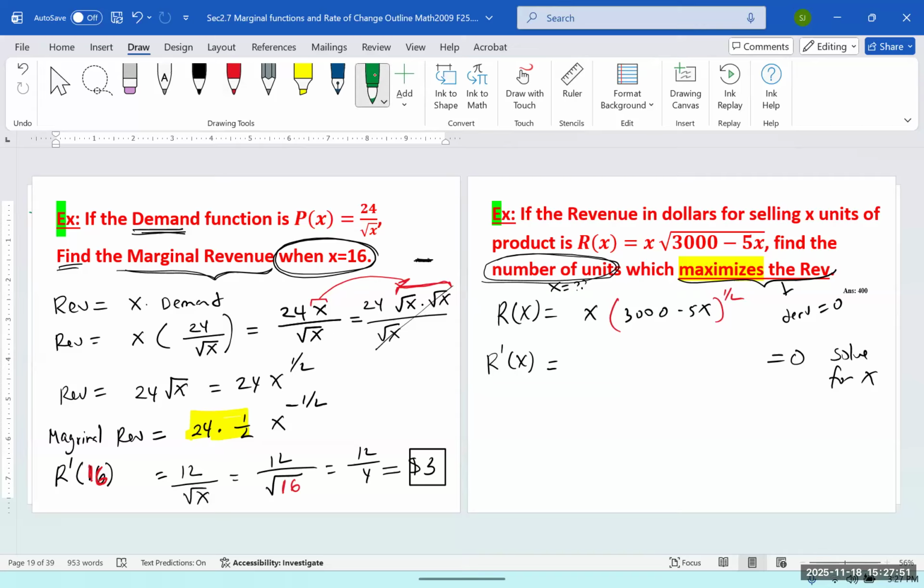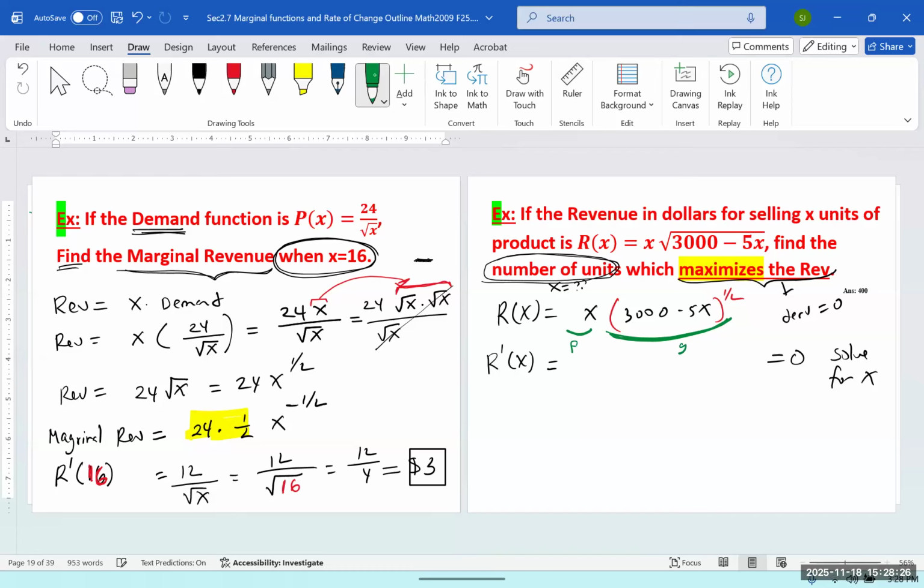How many functions do we have? Definitely 2. One of them is here, one of them is there. So when you have 2 functions, how are they connected? Multiplication or division? Multiplication. So when you have 2 functions multiplying together, which derivative rule do we have to use? Product rule. So product is your main, the original rule you have to apply.